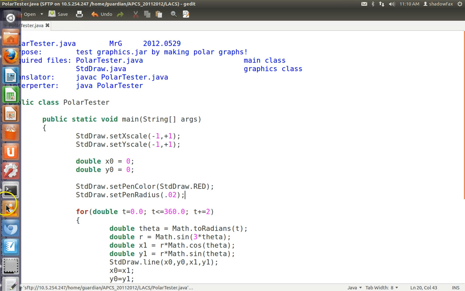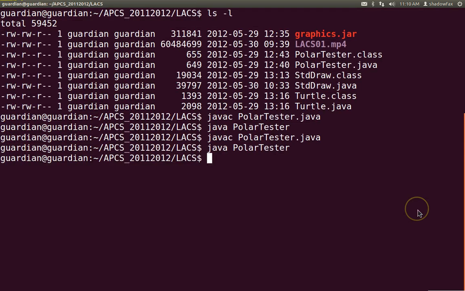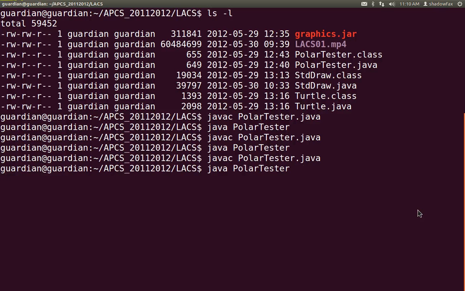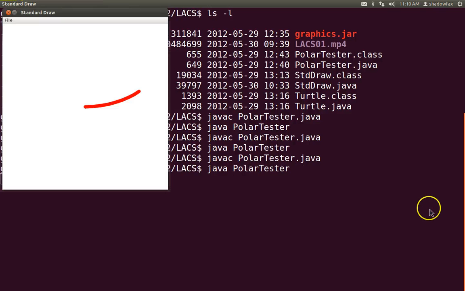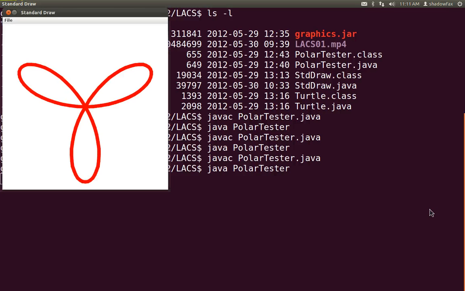Shell out. Where's my shell? Come on, shell. Okay. Java C it. We changed the code. Java it to run your little graph paper thingy. And there it goes, nice and quick. All right? So what, does everyone have a fast, thick, red polar graph? I got it.